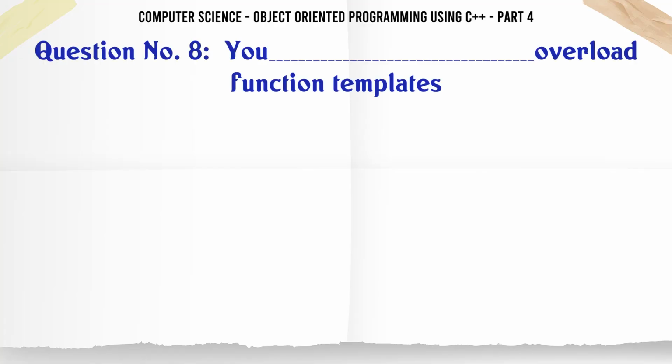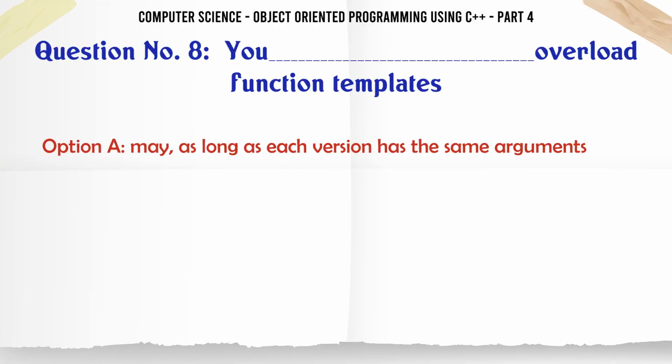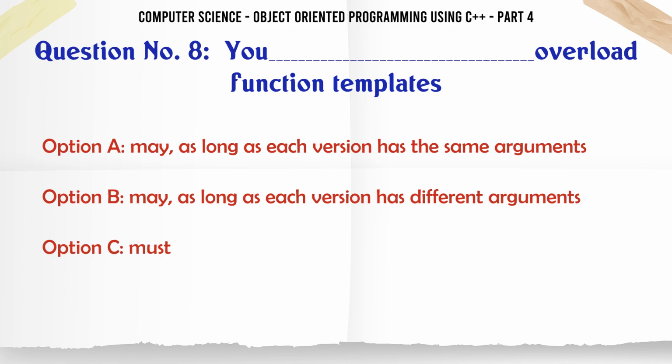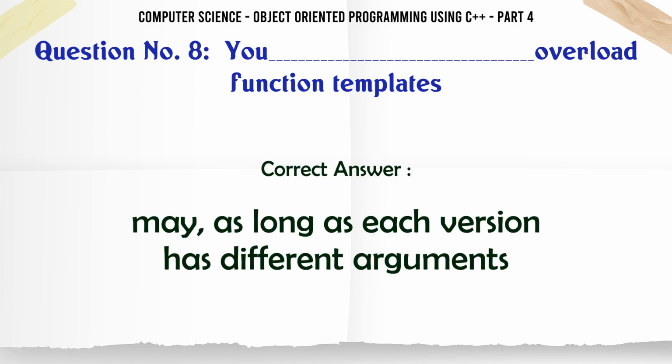You overload function templates: a) may, as long as each version has the same arguments, b) may, as long as each version has different arguments, c) must, d) must not. The correct answer is may, as long as each version has different arguments.